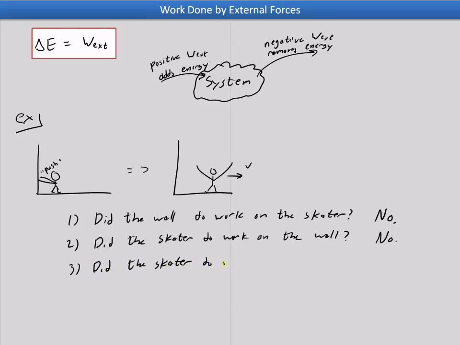Did the skater do work on herself? And the answer is yes. That's where the energy came from. It came from the internal energy. It came from the skater's breakfast. She turned that energy, a potential energy, into a kinetic energy by pushing her arms against a wall. Really, she pushed herself along the ice.